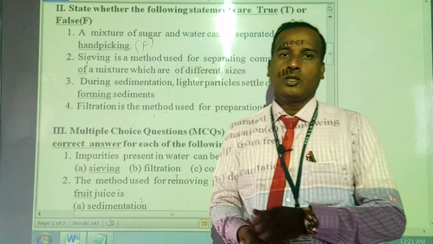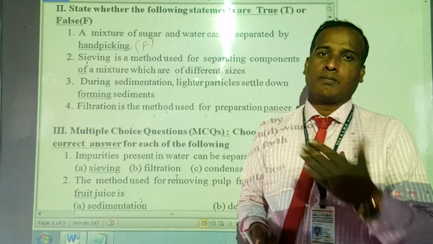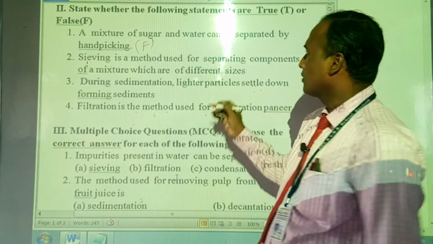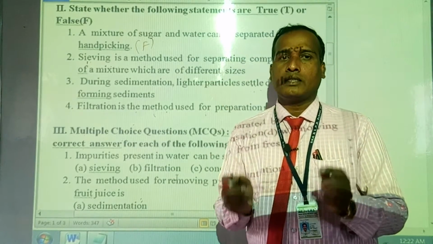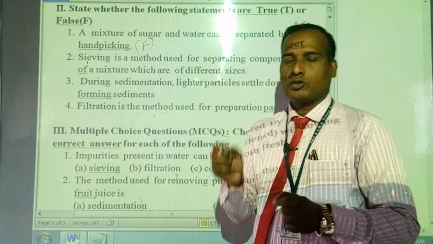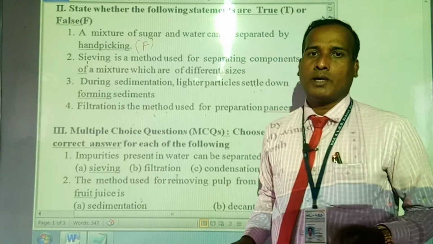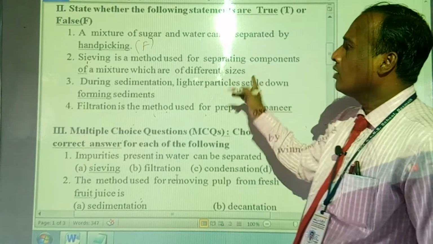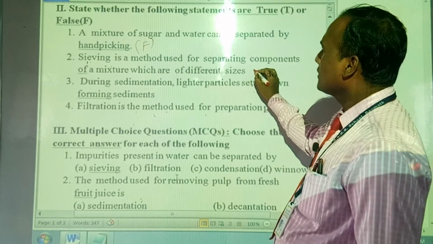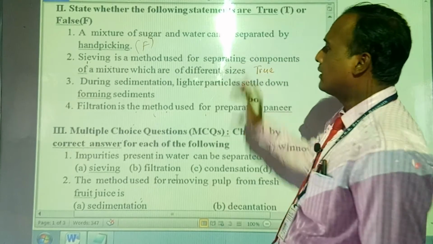Yes, it is correct. If different sizes are there, we can separate them by using the sieving method. In a sieve, there is a wooden frame and small holes. Through that, particles of the same size come out, and other particles stay. So different sizes होगा तो हमें निकाल सकते कैसे? By the sieving, it is true. And you can write true or T.